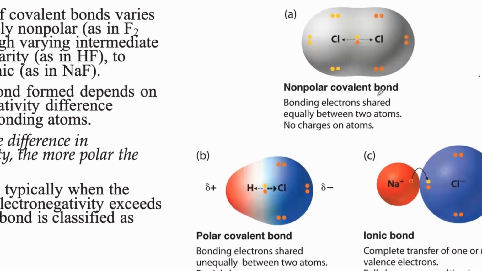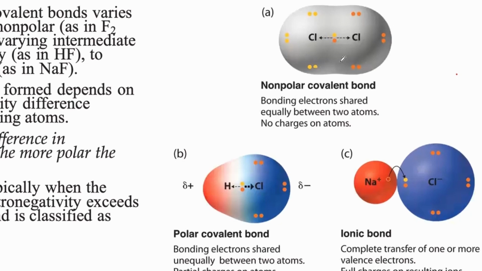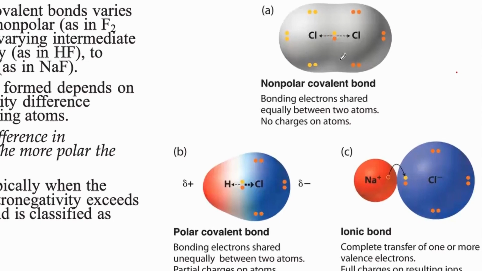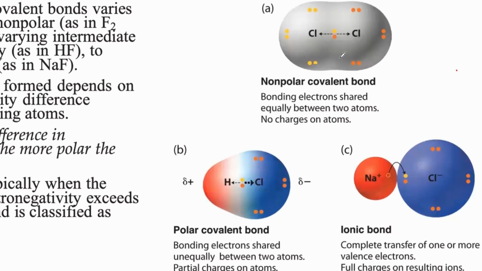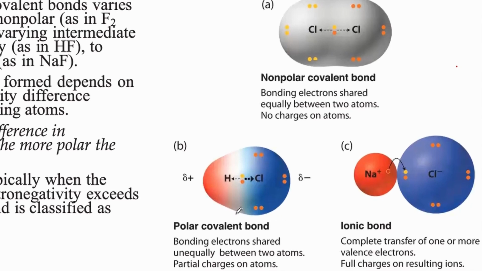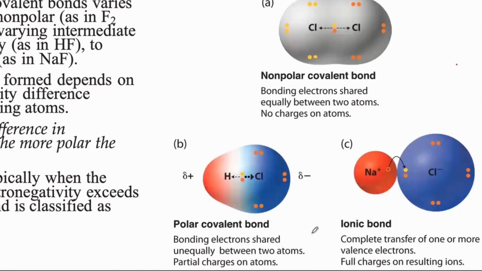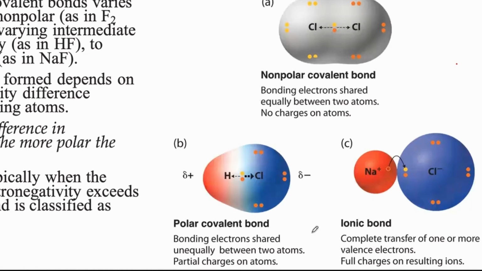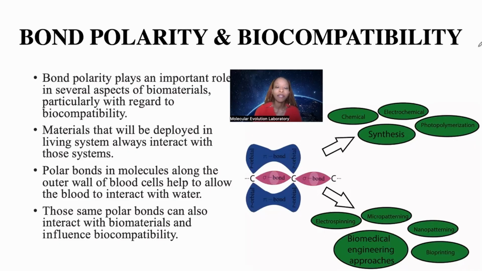So here you have a non-polar covalent bond between two chlorine atoms, where the bonding electrons are shared equally between the two atoms. There are no charges on the atoms. Here you have the polar covalent bond, where the bonding electrons are shared unequally between two atoms, with partial charges on the atoms, and this would be hydrogen chloride. For the ionic bond, you have a complete transfer of one or more valence electrons, so there are full charges on the resulting ions. Bond polarity plays an important role in several aspects, particularly with regards to biocompatibility.